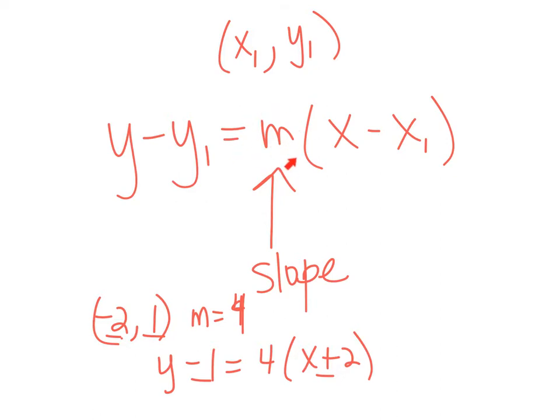And our slope is always right here in front of the parentheses. So if our point is negative 2, 1, and our slope is 4, we put the 4 where the slope goes, and our equation's always going to have the opposite sign as our point does. So this is negative 2, so here in the equation, it's going to be a positive 2. Here's a positive 1, and so in the equation, it's going to be a negative 1. So that's how our point-slope form works.